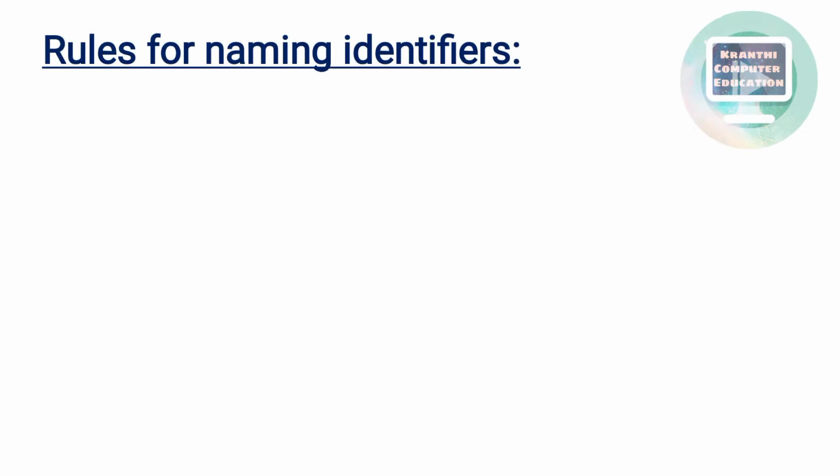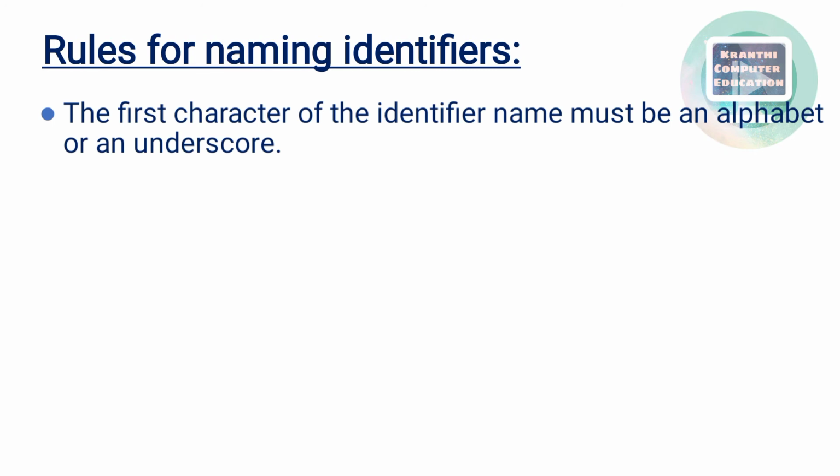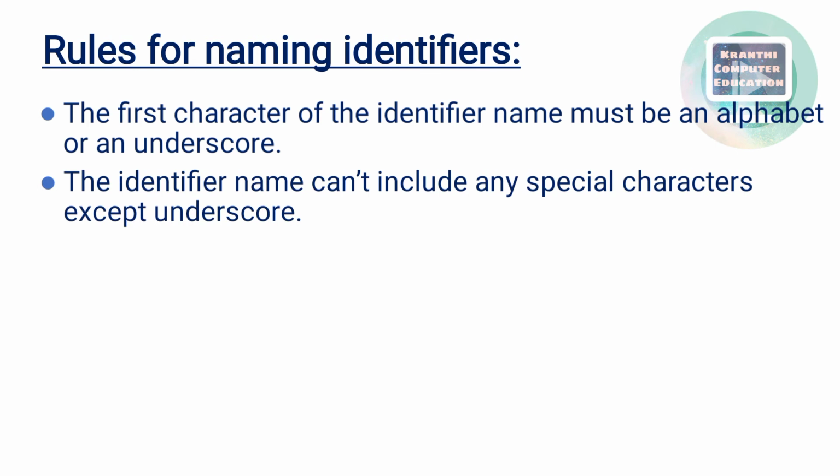Rules for naming identifiers. The first character of the identifier must be an alphabet or an underscore. So, an identifier name must start with an alphabet or an underscore, but not with any digit. The identifier name cannot include any special characters except underscore. In the identifier name, we don't have to include any special character. We can include only one special character, that is underscore.